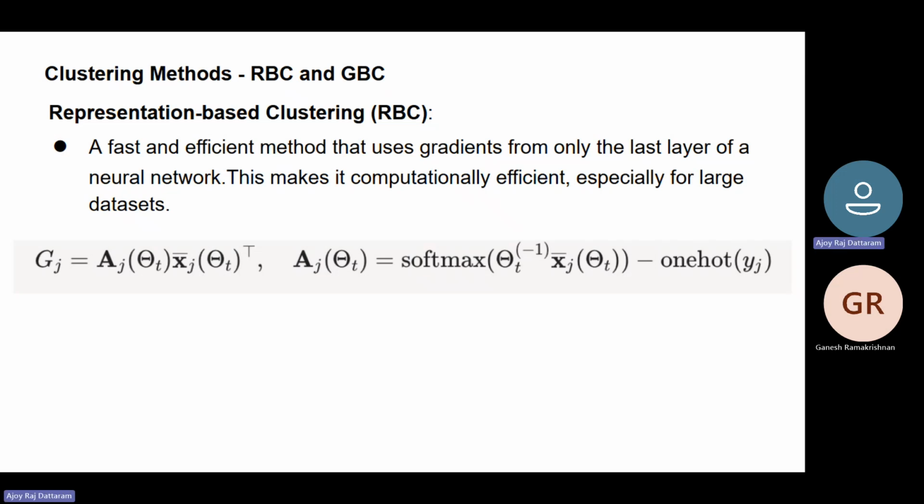It is only the last layer of the neural network. So the weight of the second to last layer, the weight of the second to last layer.